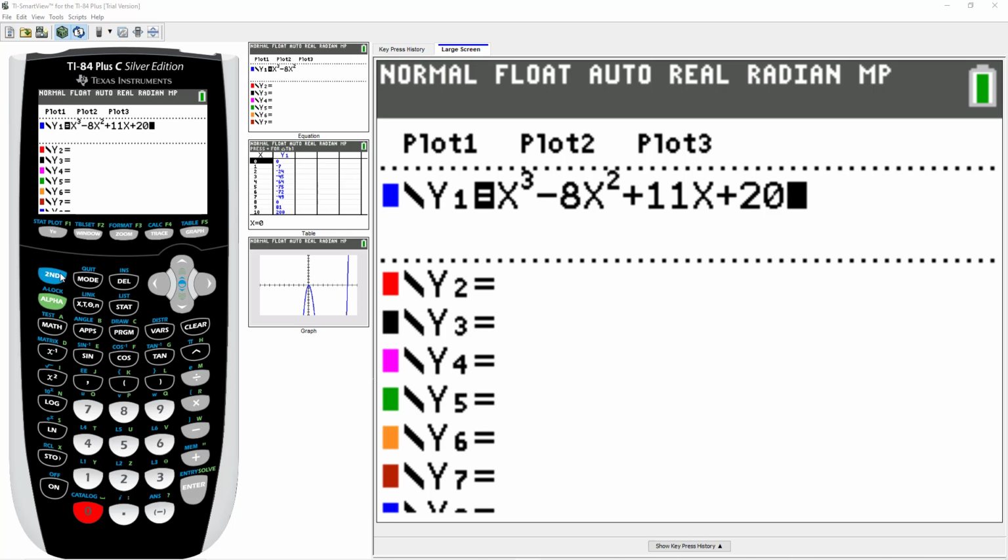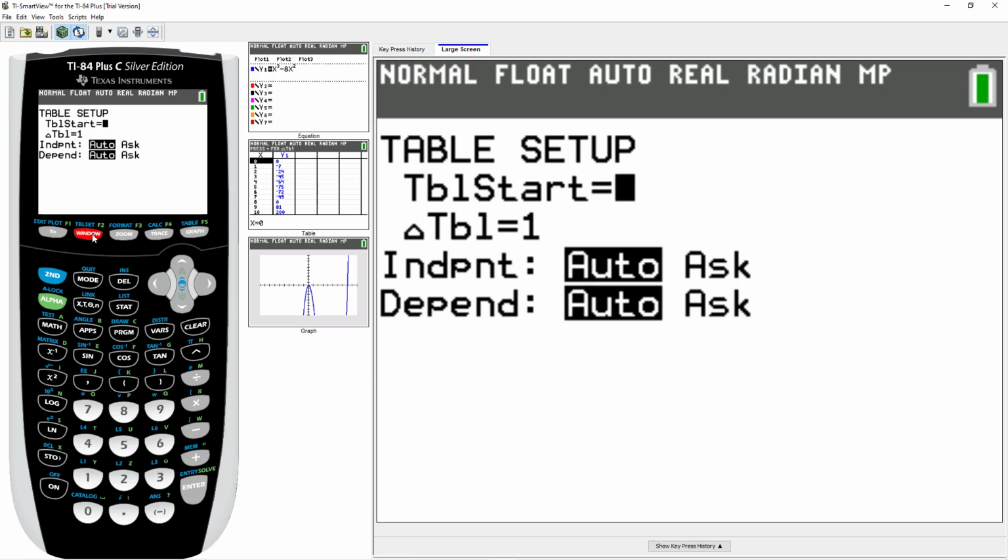If you can see my cursor, I'm around the blue button at the top that says second. I'm going to click second and then window, which is the table set. What you want to do is go down to the independent variable, which in our case is x, and put it on the word ask. The reason is so we have control over what x value we're putting into the calculator. Then you hit enter, and now it's selected. Now we're going to go to second, and then the graph button. The very top in blue is the table, and that's what we want.